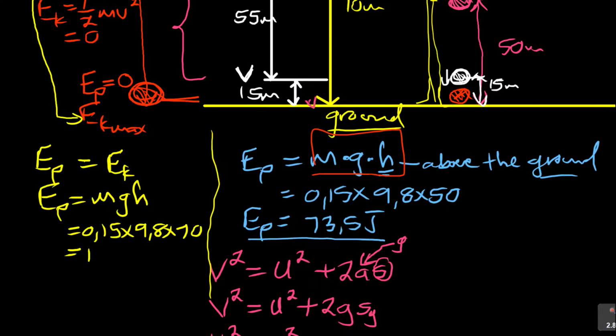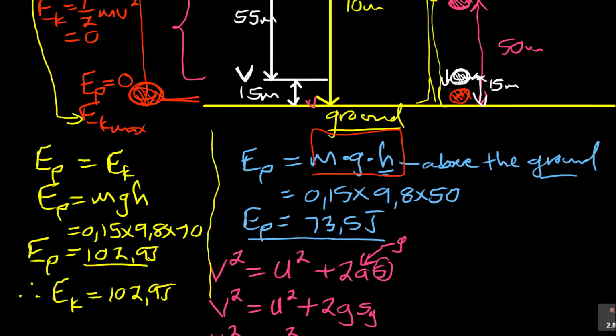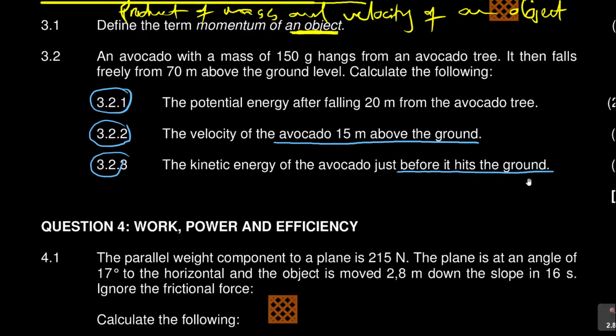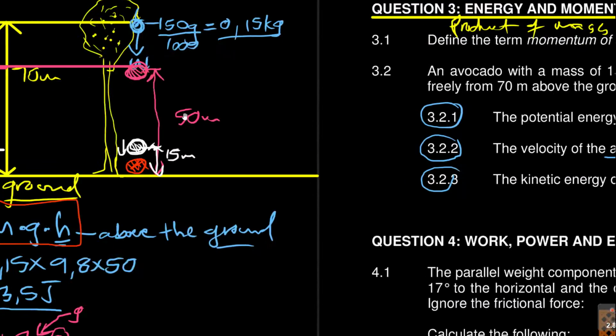102.9 what? Joules. That's the potential energy at the top. But I'm saying the potential energy is equal to the kinetic energy. Therefore, EK, the answer they want, is 102.9 joules. That's the answer here when they say calculate the kinetic energy of the avocado just before it hits the ground. 2 marks. That was the best.